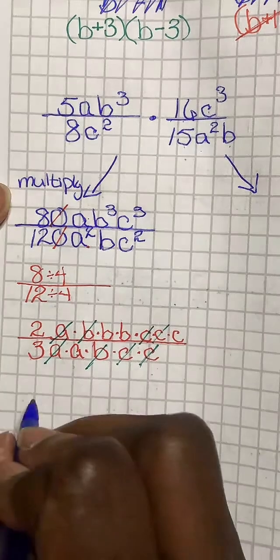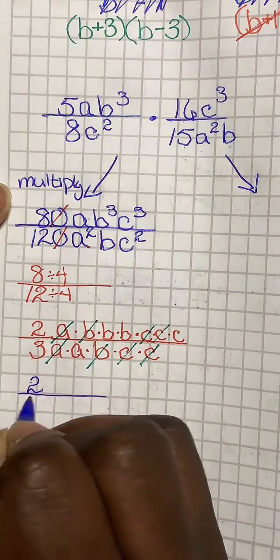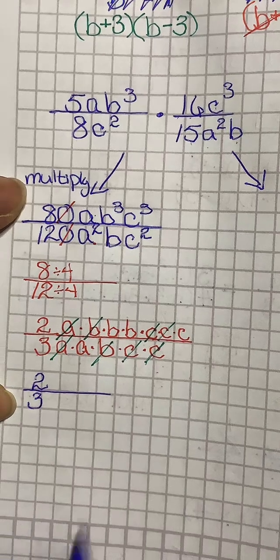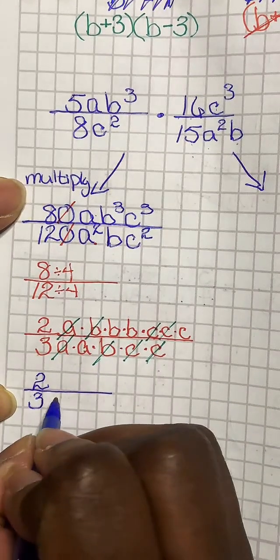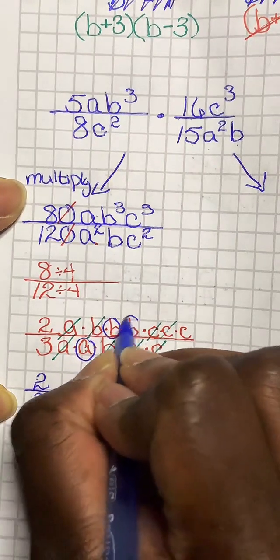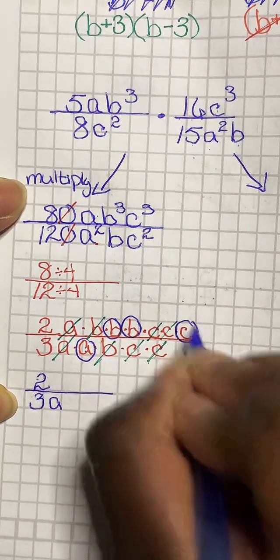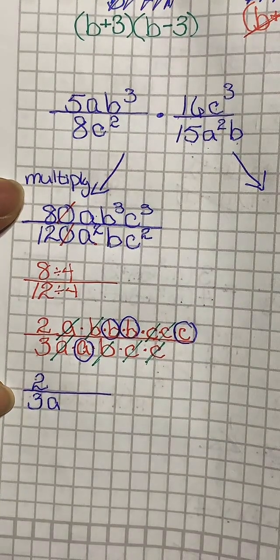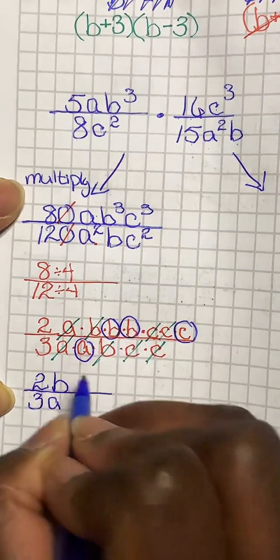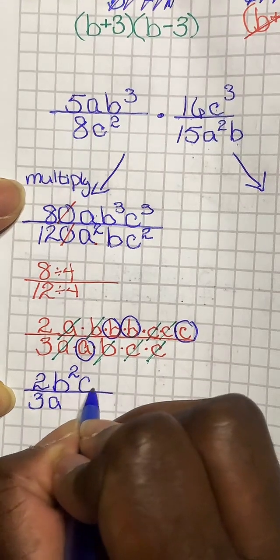So we have 2/3, or 2 over 3. 2 is my numerator, 3 is my denominator. Then I have 1 a left in the denominator right here. I have 2 b's left in the numerator, as well as 1 c left in the numerator. So that means since I have 2 b's left in the numerator, that'll be b squared. And 1 c left, that will be c.